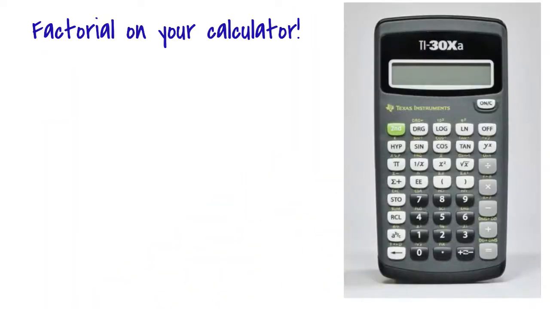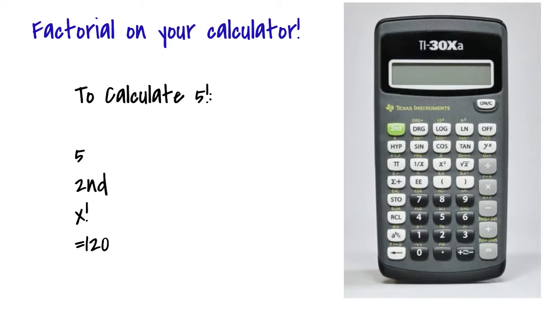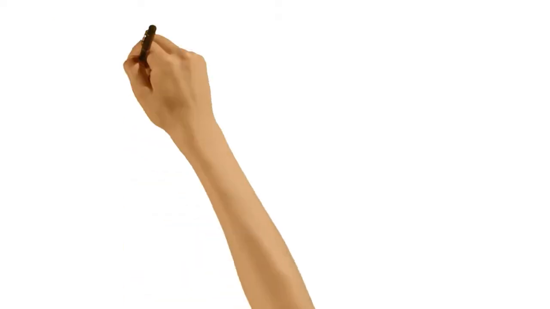To use your calculator to determine factorials, let's review this example. To calculate 5 factorial on your calculator, press the 5 button, then the second button, then the x factorial button, which is actually the 3 button, and then the equal sign. It's much faster doing it this way than calculating longhand.